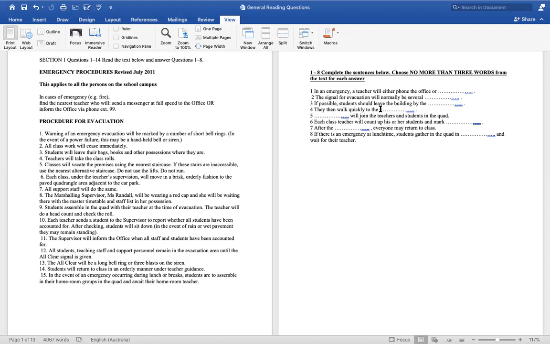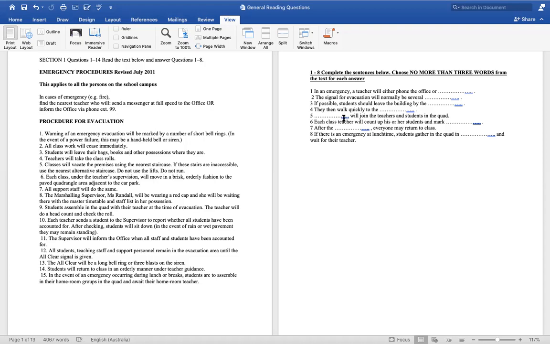They then walk quickly to the dash. So the students walk quickly. The synonym for walk quickly is given as brisk, orderly fashion. They walk in a brisk walk, that means quick walk, to the dash. So where are they going? Either paved quadrangle area or quadrangle area. Both are correct. Just quadrangle is also correct. All 3 answers can be used there.